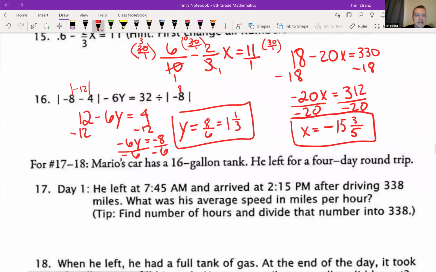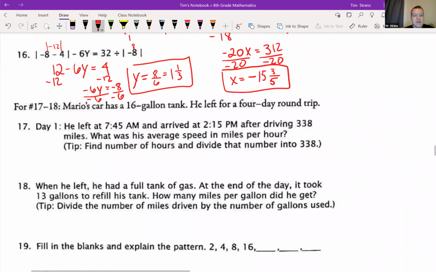Okay, number 17. Mario's car has a 16-gallon tank he left for a 4-day trip. So he left at 7:45 and arrived at 2:15. After driving 338 miles, what was his average speed in miles per hour? So first we need to figure out how long he was in the car. Okay, so 7:45 to 2:15 is going to be 6.5 hours. I'm going to write that down. 6.5 hours in the car.